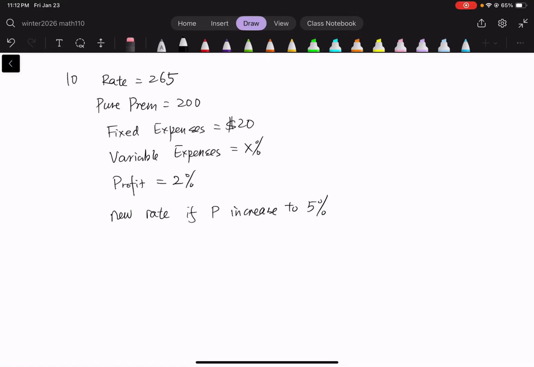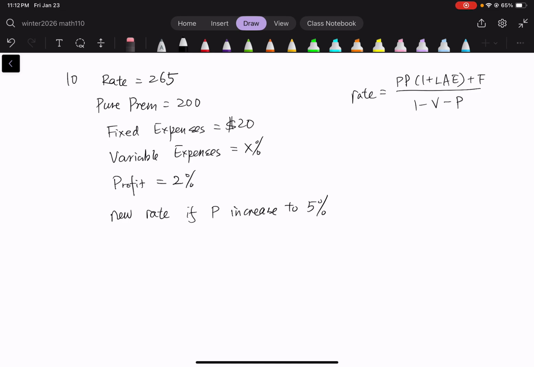All right, question number 10. Question number 10 is still a similar question as question number 8. It's an overall indication question. The formula here is rate is equal to pure premium times 1 plus LAE, loss adjusted expenses, plus the fixed expenses, over 1 minus the variable expenses, and minus the profit margin.